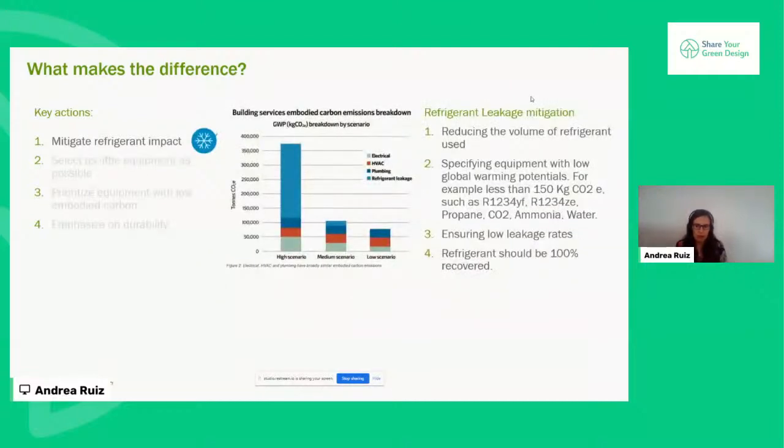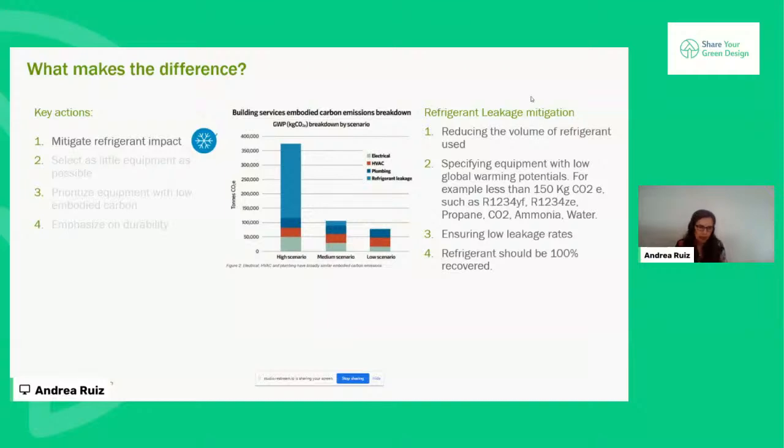So with the first one, mitigating refrigerant impact, there can be many passive measures that can be taken throughout the design to avoid using as much of this as possible. But at the same time, it's about the type of refrigerant that we use that will make the final impact.